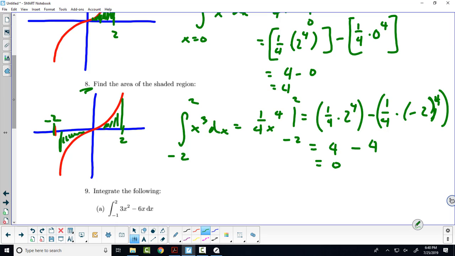We found the net area. Let's be careful, net area as opposed to total. So we're not actually going to carpet this. We're looking for the quantity, and this came out to be 0. By the way, if we wanted the total area, what would the total area be? It'd be this 4 plus this 4, which is 8. But the net area here is 0.